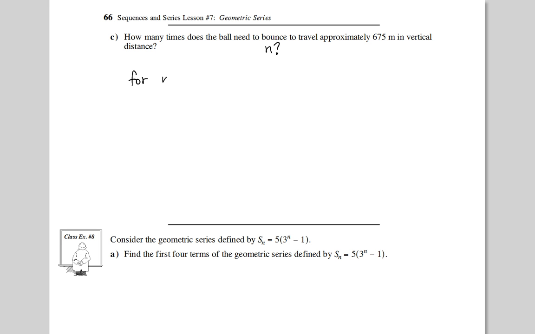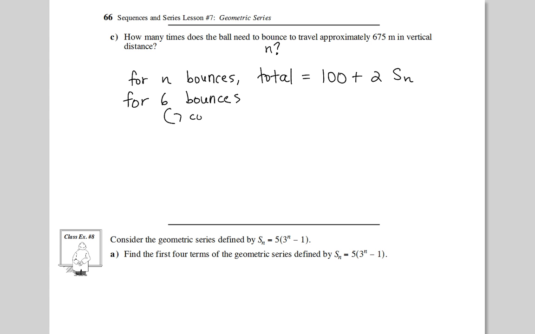Okay, so for n bounces, the total is equal to 100 plus 2Sn. So for 6 bounces, and then underneath put in the bracket seventh contact. Do you remember that? Okay, so let's jump into the formula. This is just to remind you from the last page. This was the last page. For 6 bounces, 7th contact.